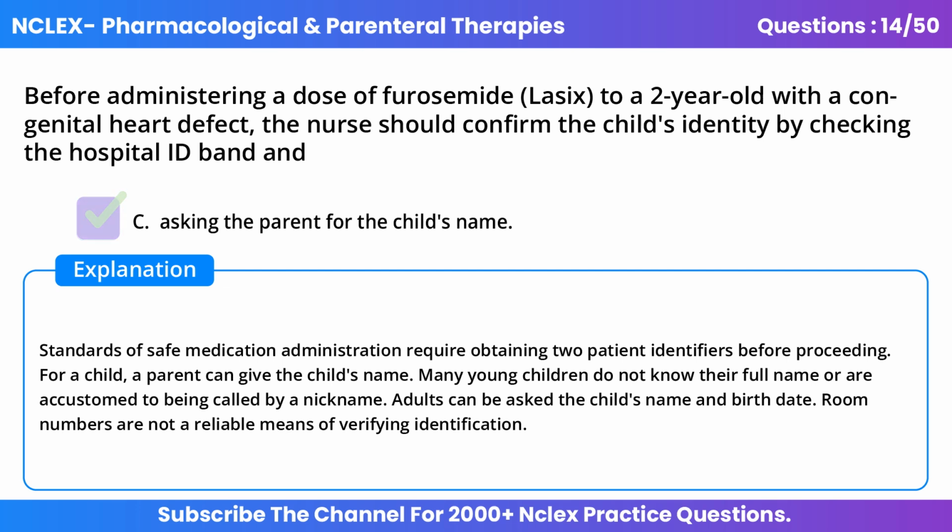Standards of safe medication administration require obtaining 2 patient identifiers before proceeding. For a child, a parent can give the child's name. Many young children do not know their full name or are accustomed to being called by a nickname. Adults can be asked the child's name and birth date. Room numbers are not a reliable means of verifying identification.